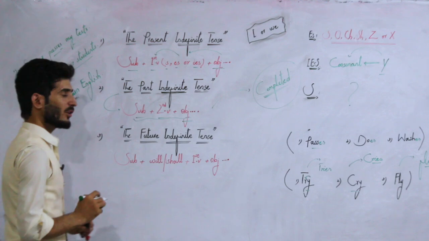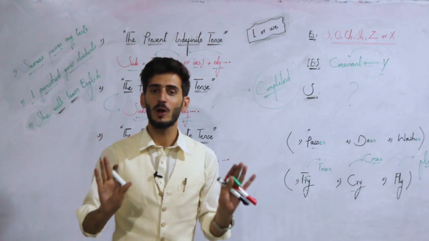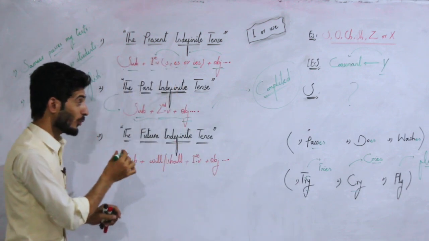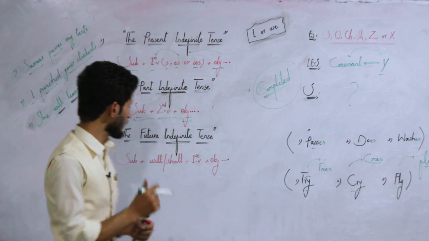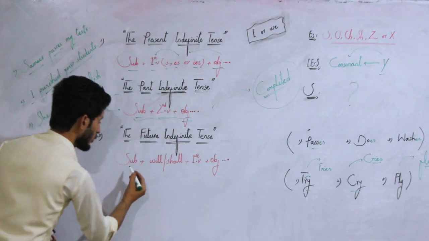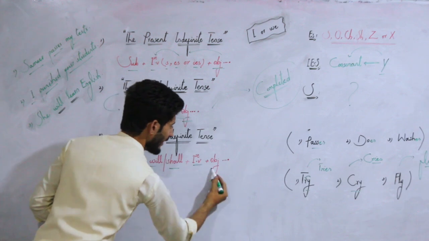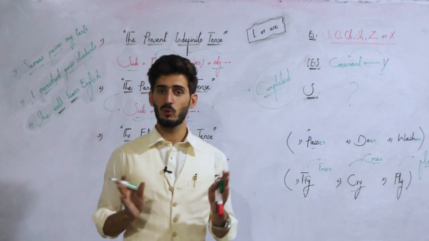The future indefinite tense is used to express an action that will take place in future. Simple. I don't want you to be confused. I just want you to understand that this tense is used to express an action that will take place in future. And the structure, first of all, you will put subject and then will or shall, then first form of verb and then object. Students are confused to understand the difference between will and shall.